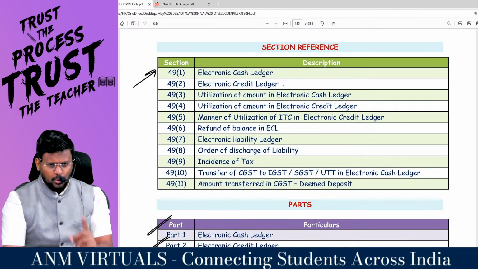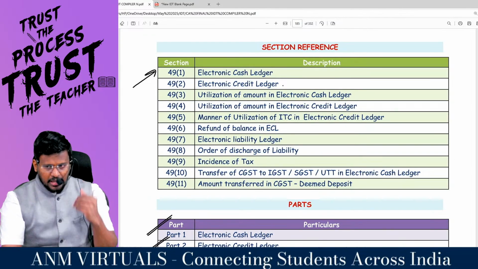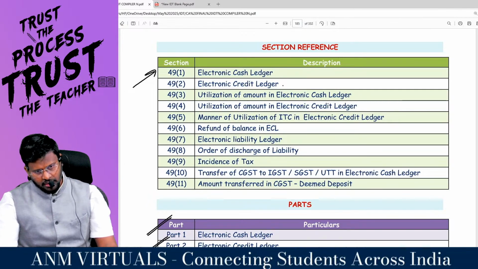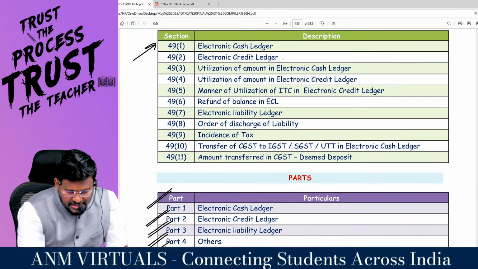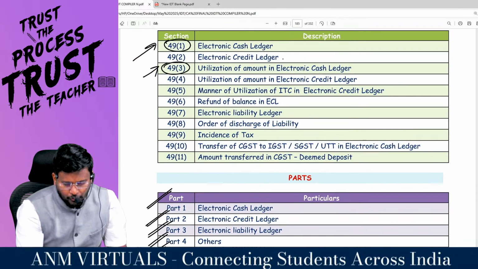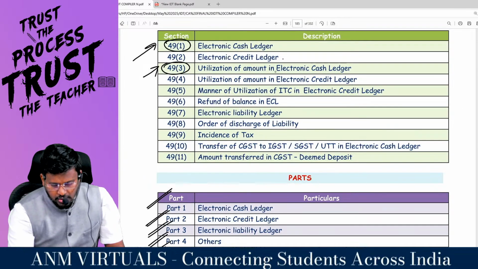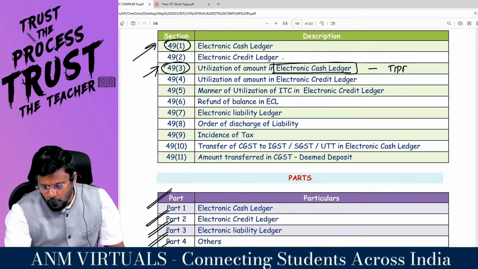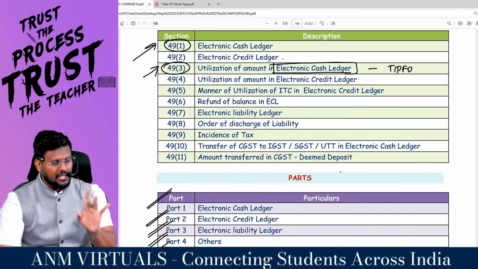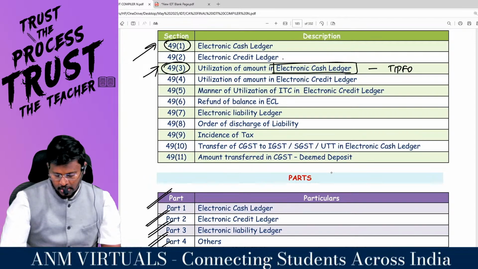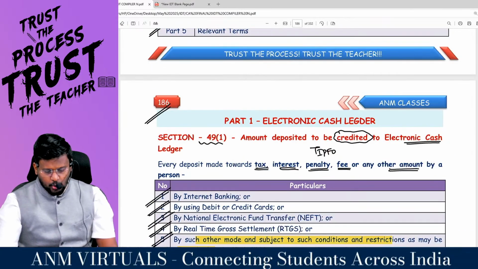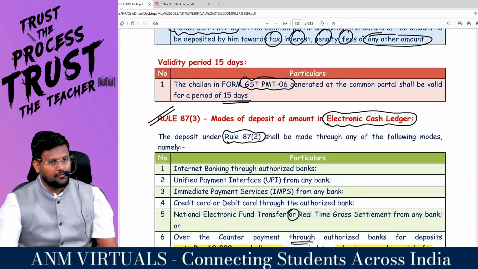But for that over the counter up to 10,000, there are 3 exceptions. Sir, in those 3 exceptions, you can make the payment even more than 10,000. That's why, sir, when we discussed 49 subsection 1, we talked even about 49 subsection what also. Because utilization of amount in the electronic cash ledger can be utilized for tip 4. That is tax, interest, penalty, fees or any other amount. Right, sir? So by that way, my dear lovable students, if we do the 5 parts, automatically it will be completing all the subsections of section 49.